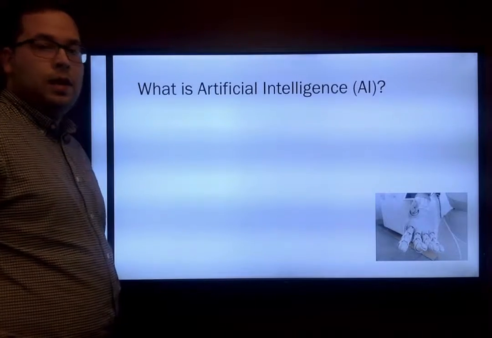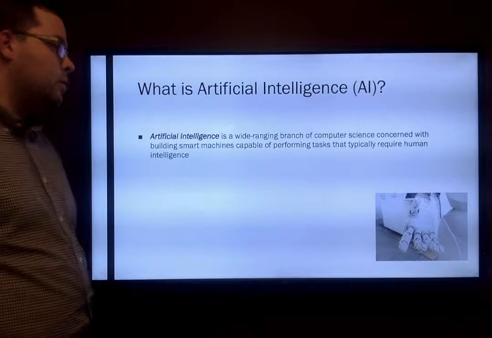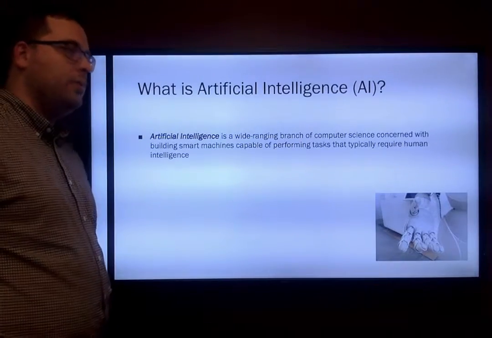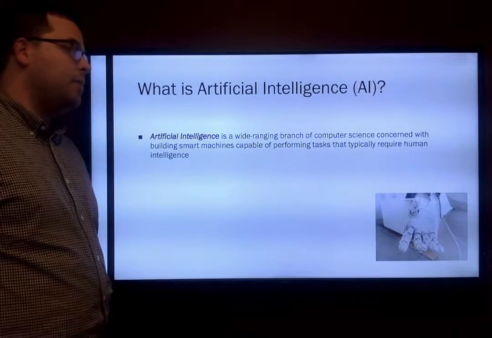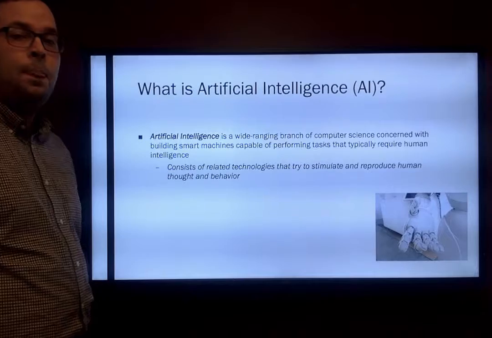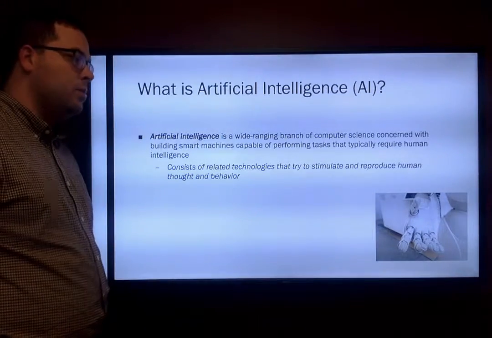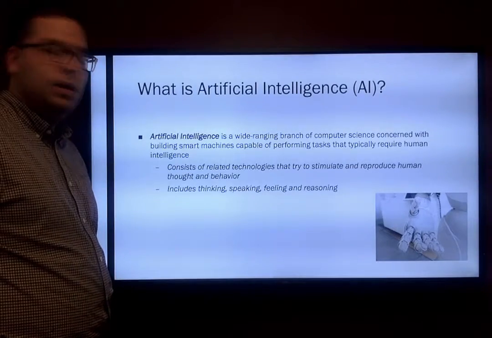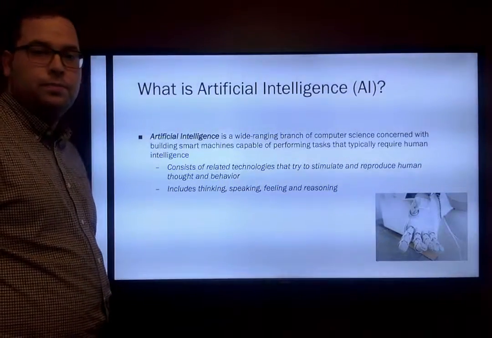So what exactly is artificial intelligence, or AI? Artificial intelligence is a wide-ranging branch of computer science that's concerned with building smart machines capable of performing tasks that typically require human intelligence. It consists of related technologies that try to simulate and reproduce human thought and behavior, and it includes thinking, speaking, feeling, and reasoning.